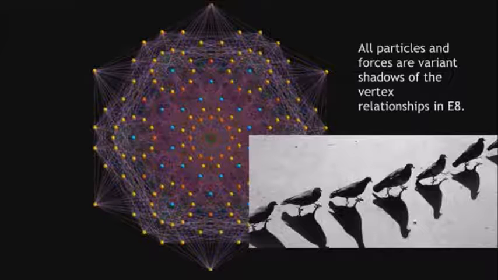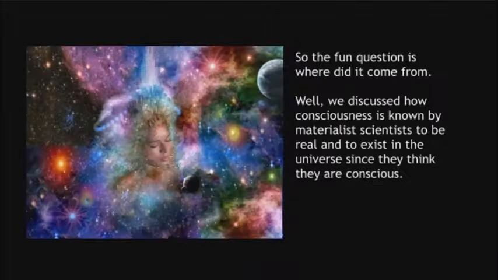So the pigeons are just meant to say that if all those pigeons are the same pigeon, there's several different shadows, and the shadows are the variant particles, and the bird, or the one bird, is the invariant E8 polytope. Okay.